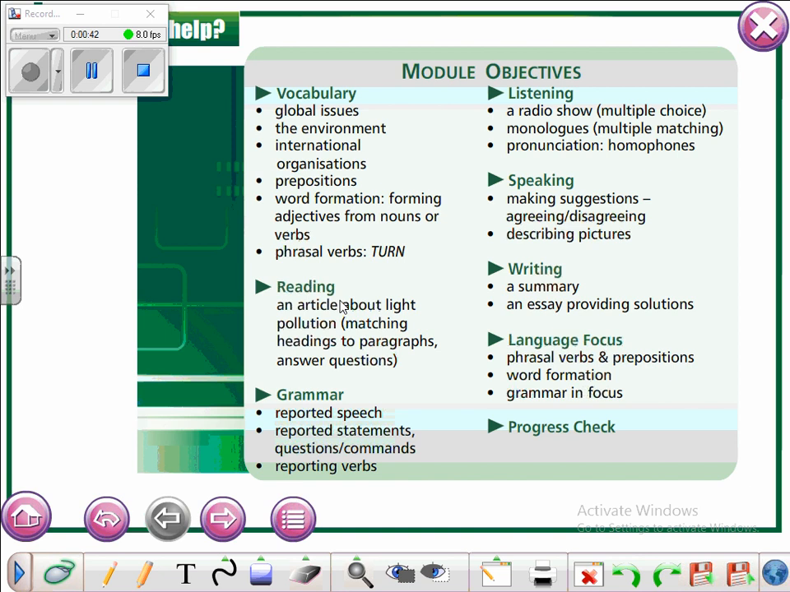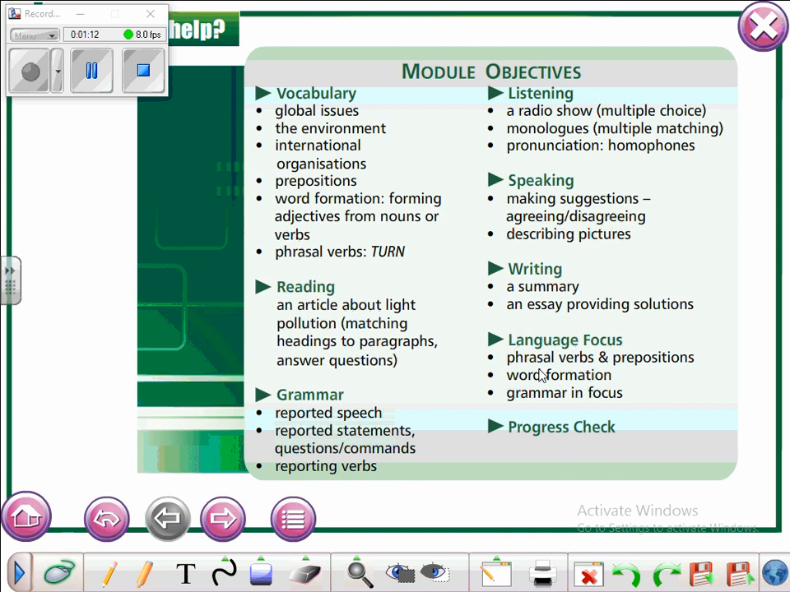Then we're going to talk, in the reading part, about pollution, and how it affects the world, and how we can reduce the pollution. Then we're going to go to the grammar, which is talking about reported speech and reported statements. Maybe this is the first time for you to take it, but you'll find it very interesting. And then we're going to go to the skills, which are listening, speaking, writing, which you always find very interesting.